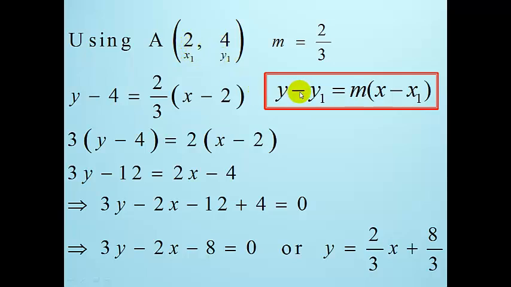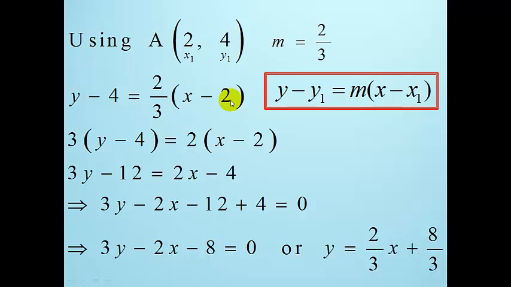Now the relation we are going to use in finding the equation is y minus y1 is equal to m into bracket x minus x1. y1 equals 4, x1 equals 2. So by substitution, we have y minus 4 equals 2 over 3, where 2 over 3 is the gradient, that is m. m equals 2 over 3. So in place of m, you have to substitute 2 over 3 into bracket x minus 2.